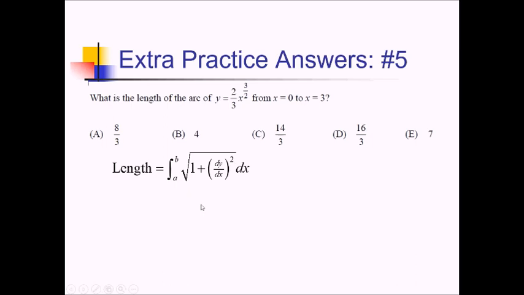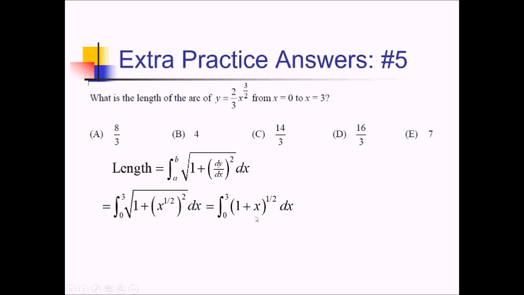So let me see now. I've got the integral from 0 to 3, and dy over dx, using my power rule on the y function here, 3/2 times 2/3 cancels out, so we just have 1x, but this is going to be x to the 1/2 power. And I'm still squaring that, which means I really have the square root of 1 plus x, or 1 plus x to the 1/2 power.